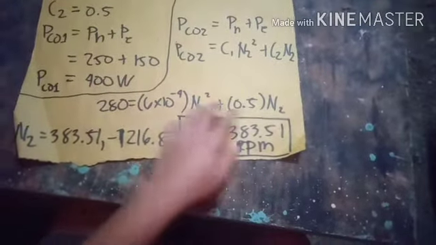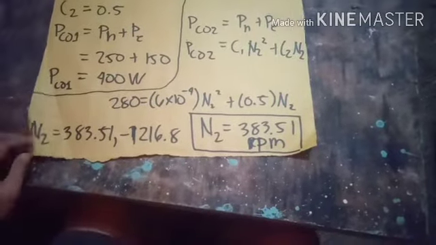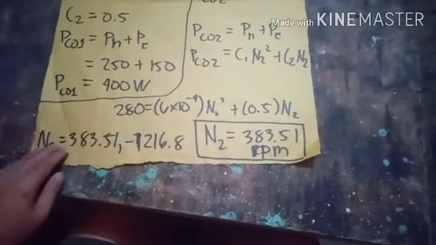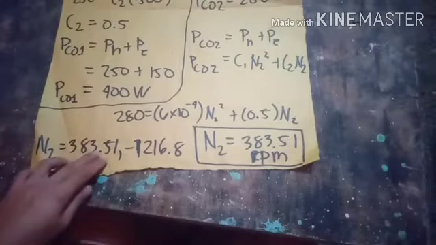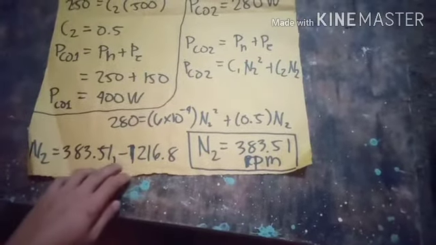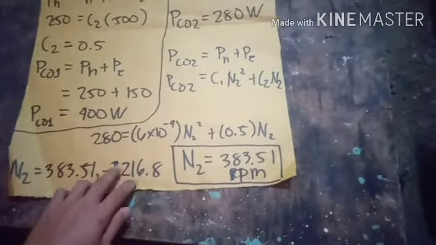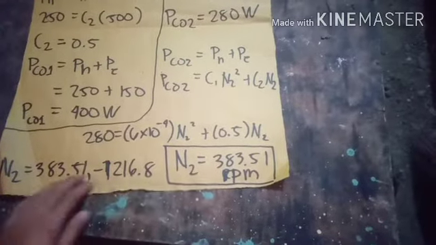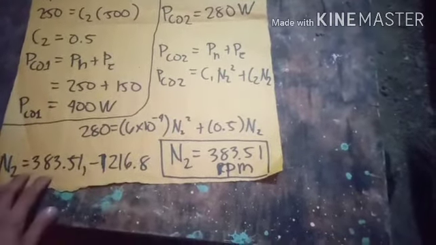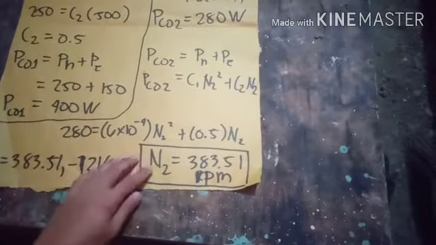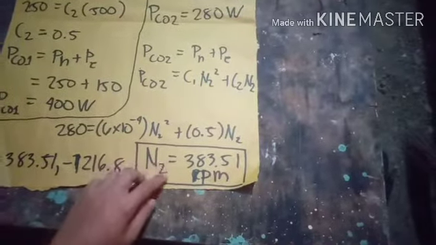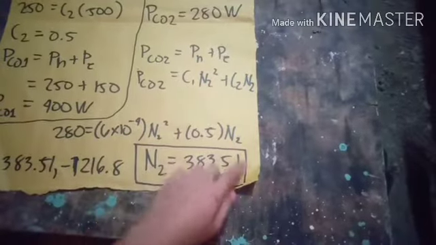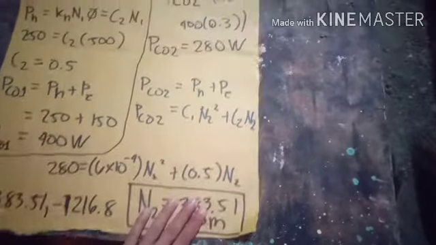So it has one unknown. So N sub 2 is 383.51 or negative 1216.8. The one we take is the larger, positive one. So the N sub 2 now is 383.51 RPM.